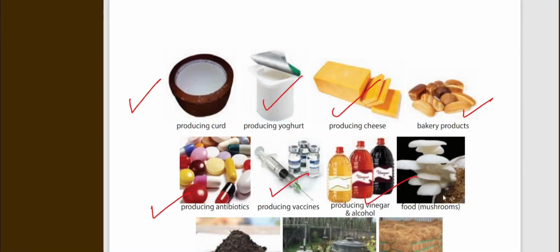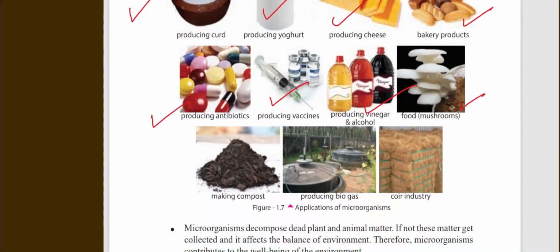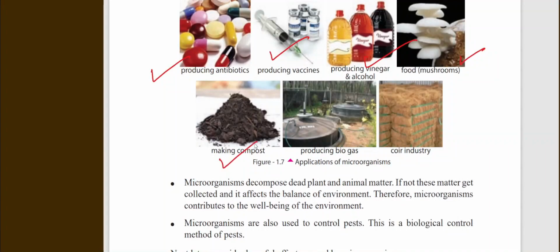Producing vinegar and alcohol. Vinegar is an acid, you know, acetic acid. And food mushrooms, making compost. These days compost is a really popular topic. Producing biogas. Biogas is methane actually.